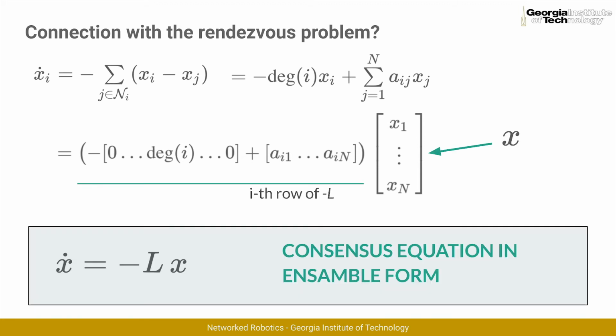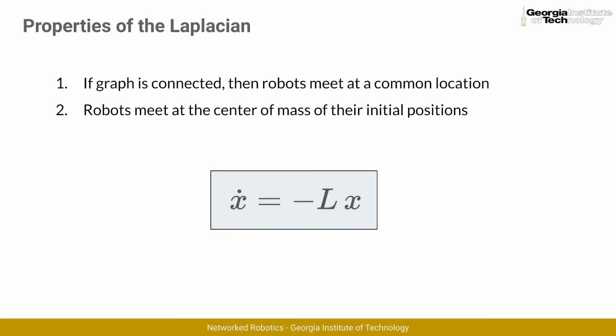The final observation is that because of the definition of the Laplacian, the vector on the left, in this inner product, is exactly the ith row of the Laplacian matrix. In conclusion, thanks to the convenient definition of the Laplacian, we can write a single consensus equation for all the robots in the team. We refer to these equations as the consensus equation at the ensemble level.